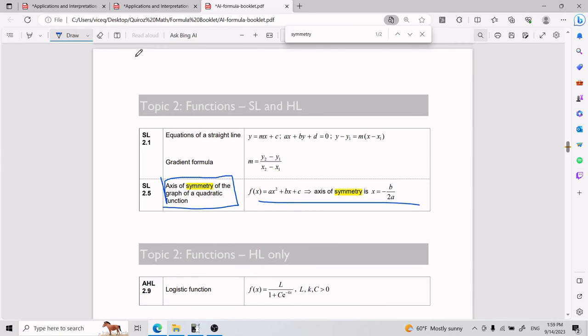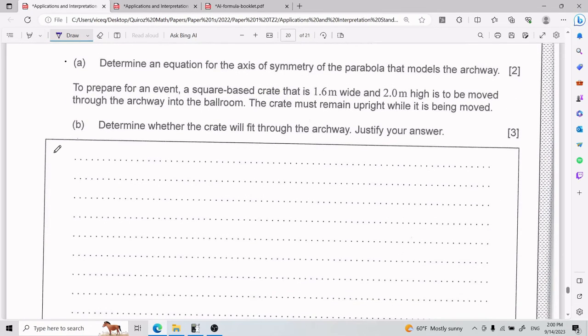What it's basically saying is that if you have a parabola, how do you know it's a parabola? Because it's squared. Your axis of symmetry is going to be x equals negative b over 2a. What is a? A is the one that has x squared next to it. B is the one that has a single x next to it. And C is the one that's alone. So for part A, I need to do negative b over 2a. So what is b? What is a?